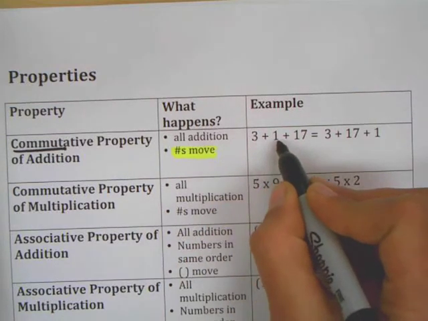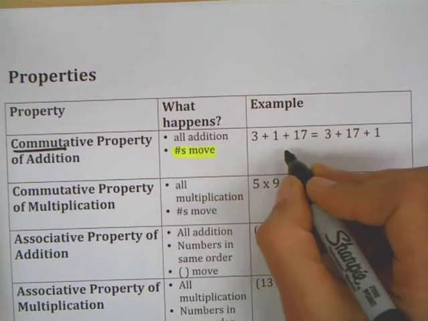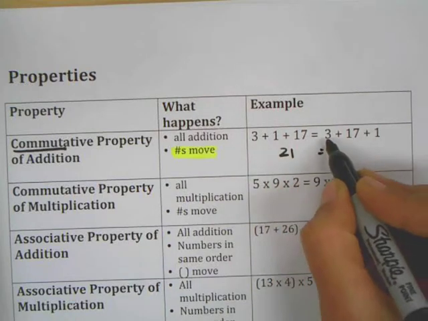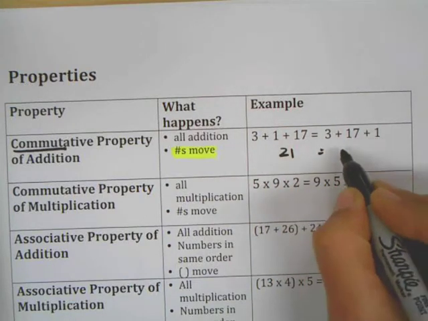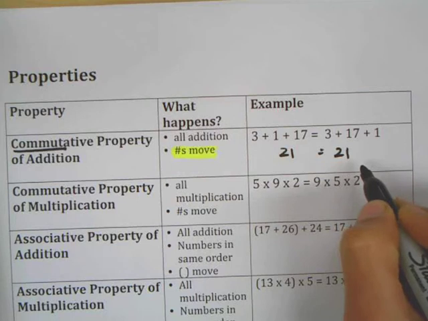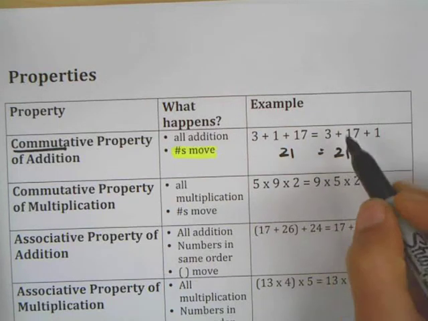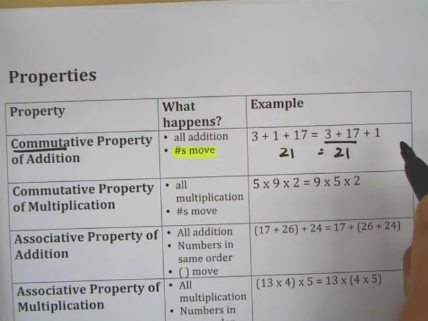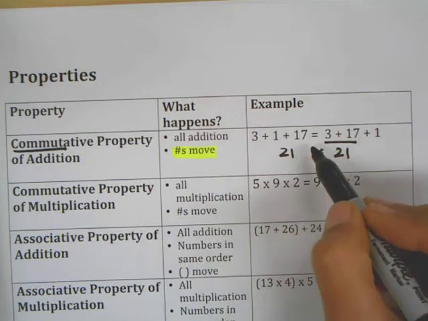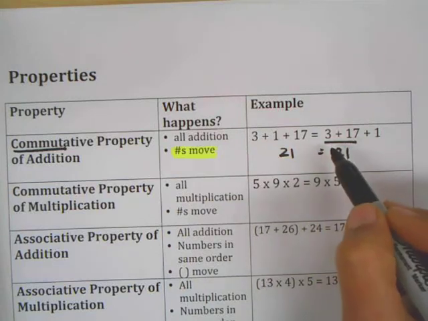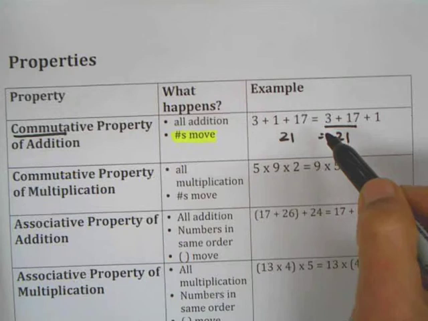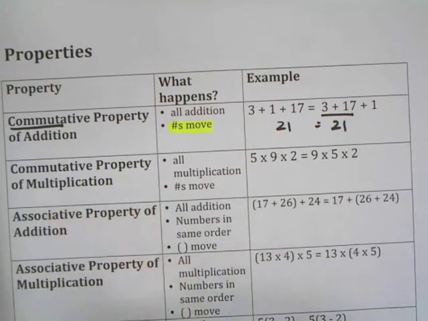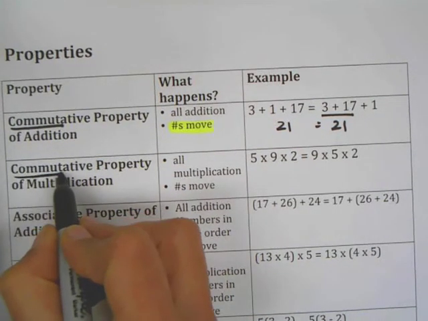So if we look at it, 3 plus 1 is 4, 4 plus 17 is 21. Here, 3 plus 17 is 20, plus 1, 21. So you're going to get the same answer. Once again, it's a legal move. It doesn't change the work. But why you would want to do it is that adding 3 plus 17, 20, is a lot easier to deal with than 4 plus 17. So the reason we have these properties is that it helps you to make your mental math a little bit simpler.